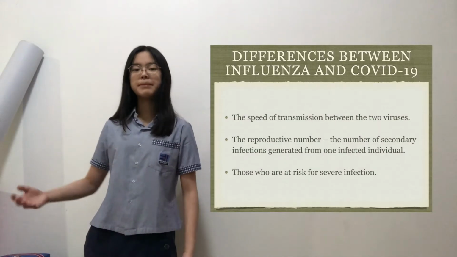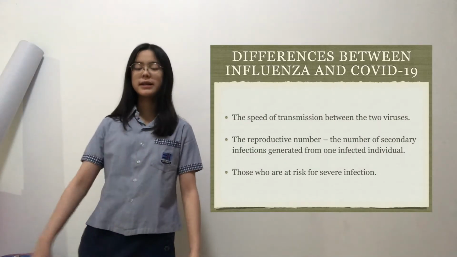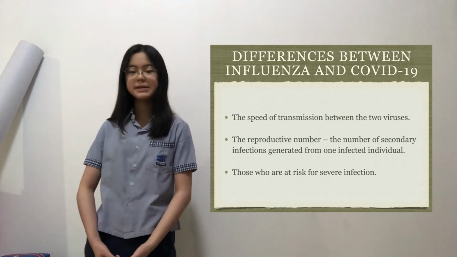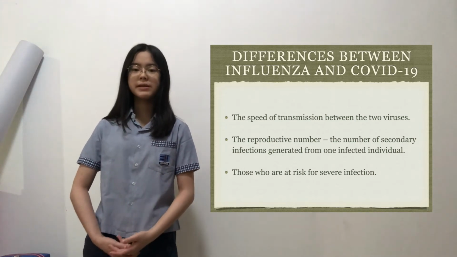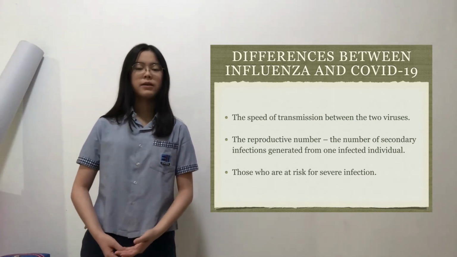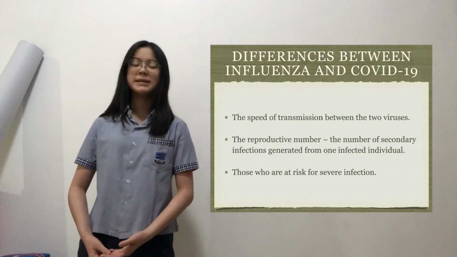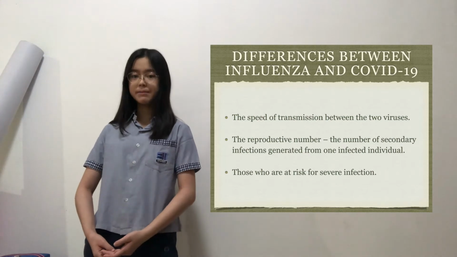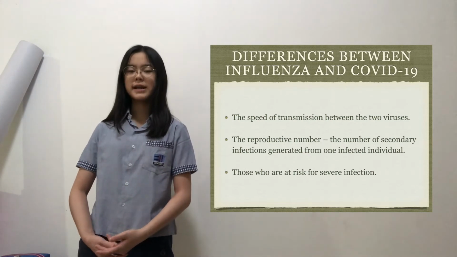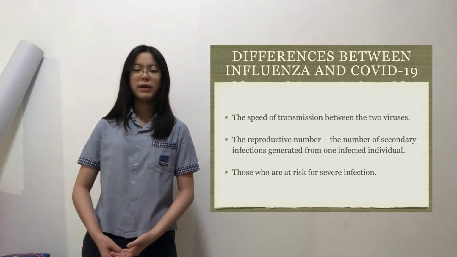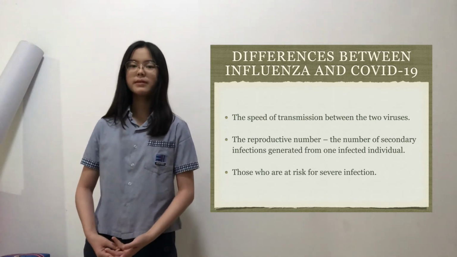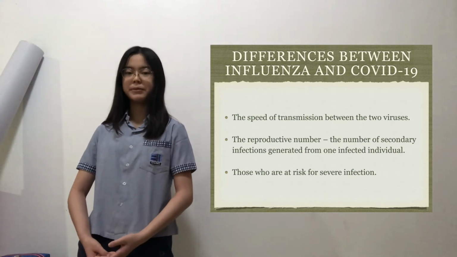So now let us talk about the differences between the two viruses. There will be three differences that we will be discussing. The first difference is between the speed of transmission. COVID-19 spreads at a much faster rate than influenza does. The second difference is between the reproductive number, also known as the number of secondary infections from one infected individual. COVID-19 has a much higher reproductive number than influenza does.